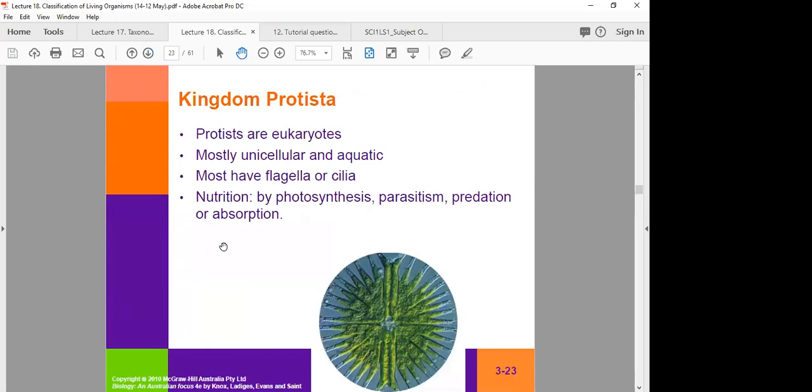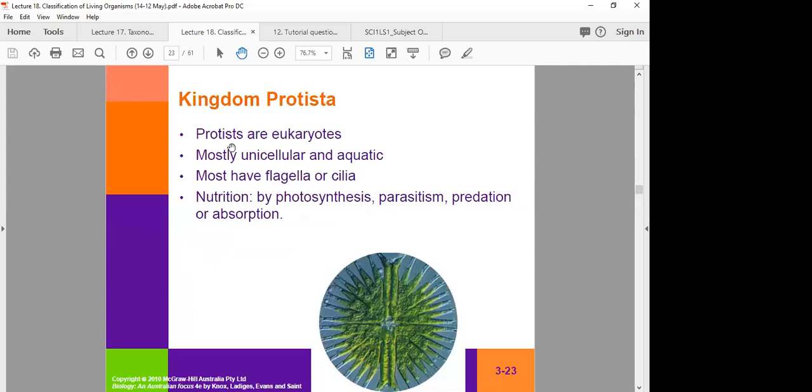Moving on to our next kingdom, Kingdom Protista. I would have to say that just about every organism that doesn't fit into the other kingdoms has been thrown into Kingdom Protista. They are so diverse. The organisms found in this kingdom, some of them are actually more similar to plants, some are more similar to fungi, some are even more similar to animals, but they don't quite fit in those other kingdoms. So there's a lot of classification and reclassification going on in Kingdom Protista.